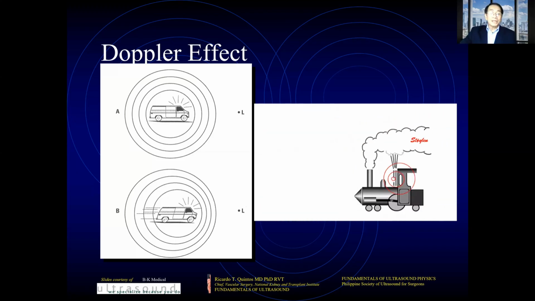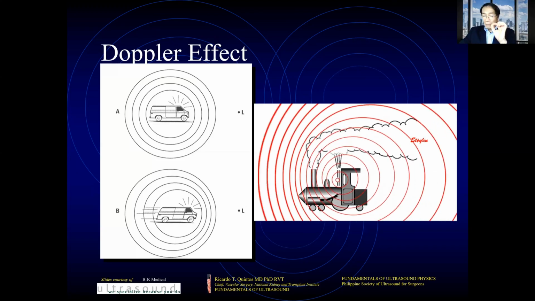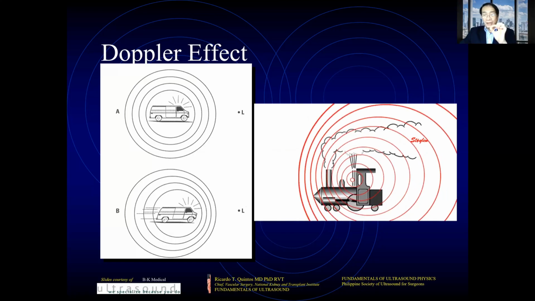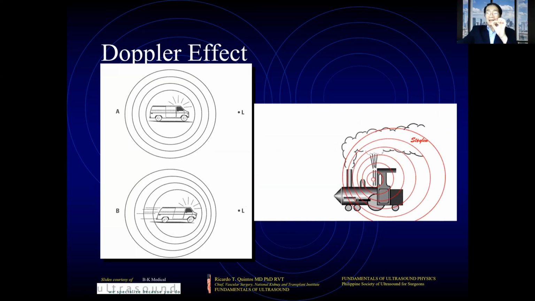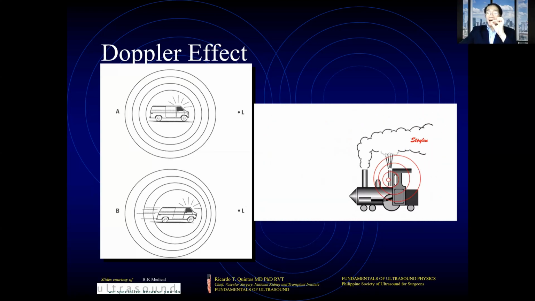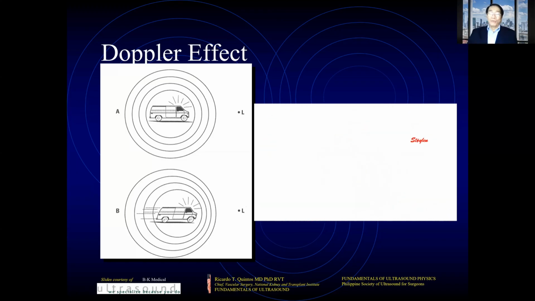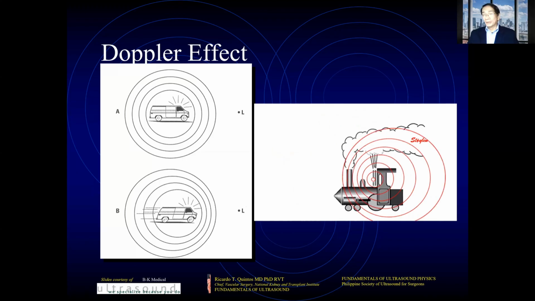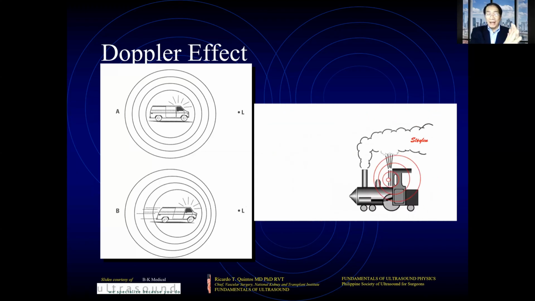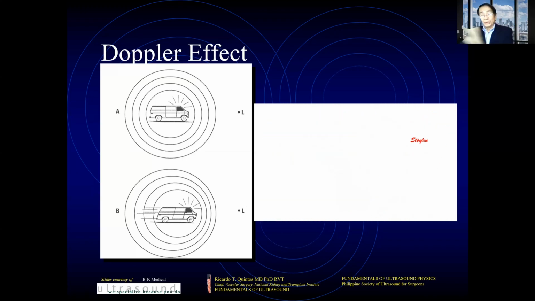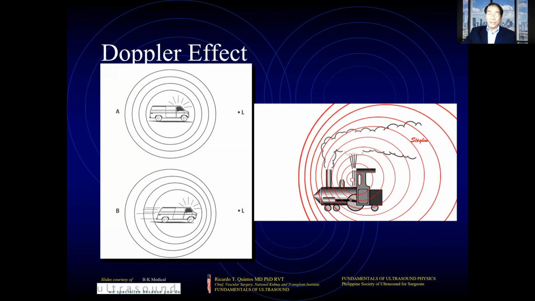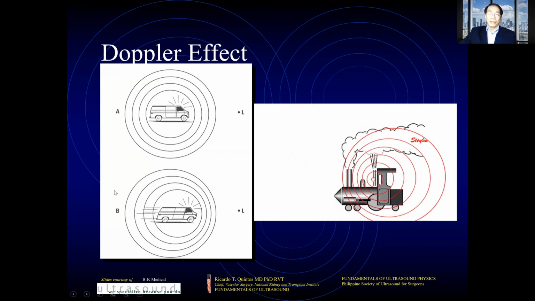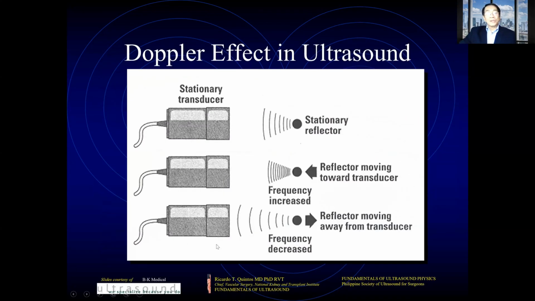It also happens if the source of the sound is stationary and there is an object that is going towards the transmission of sound. When they meet and the echo is transmitted back to the transducer, then that will have a higher frequency compared to the echoes at the back of that particle. So that is the principle of the Doppler effect in ultrasound.